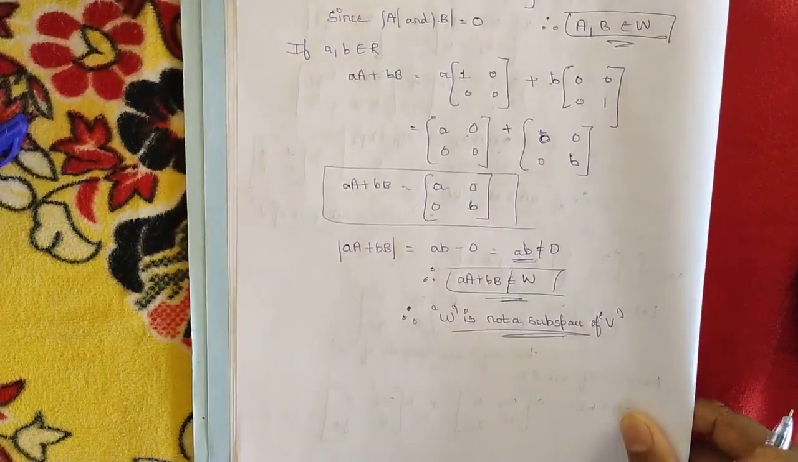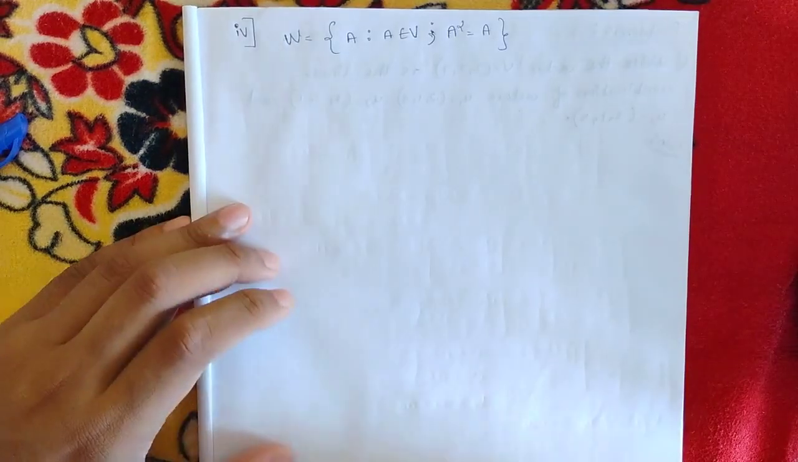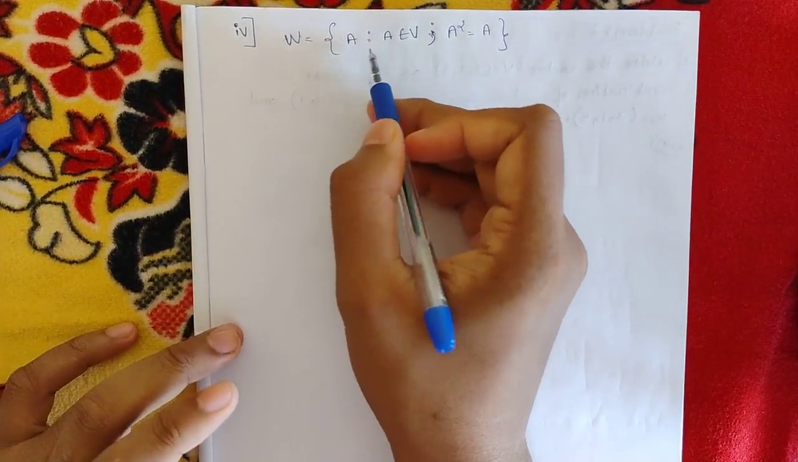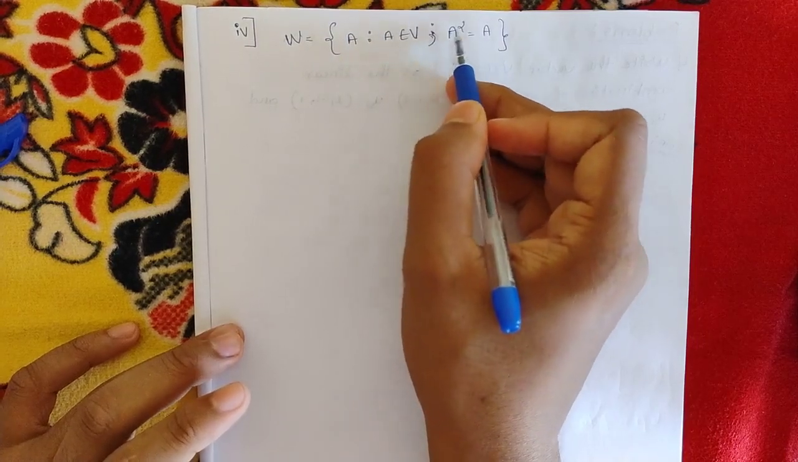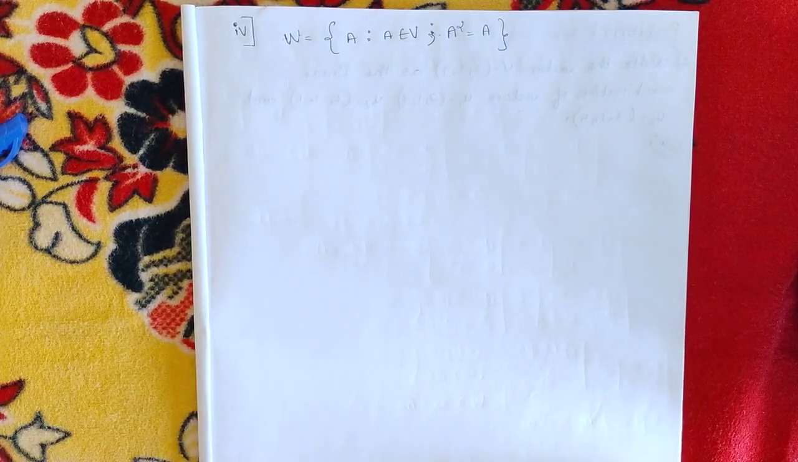Question number 3. Solve it. So we have one last question. Let us see that. So this is the next condition for W, the set of W, where A belongs to V and A square equal to A. Now they have given A square equal to A. So now how to prove this part?